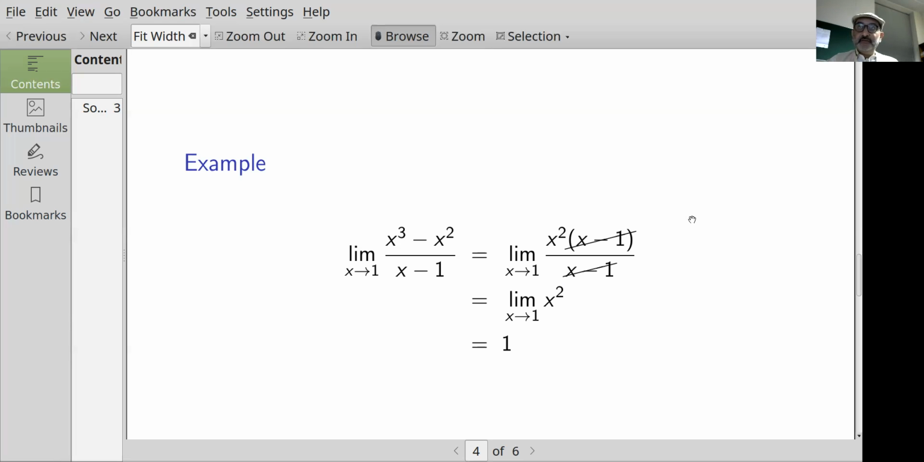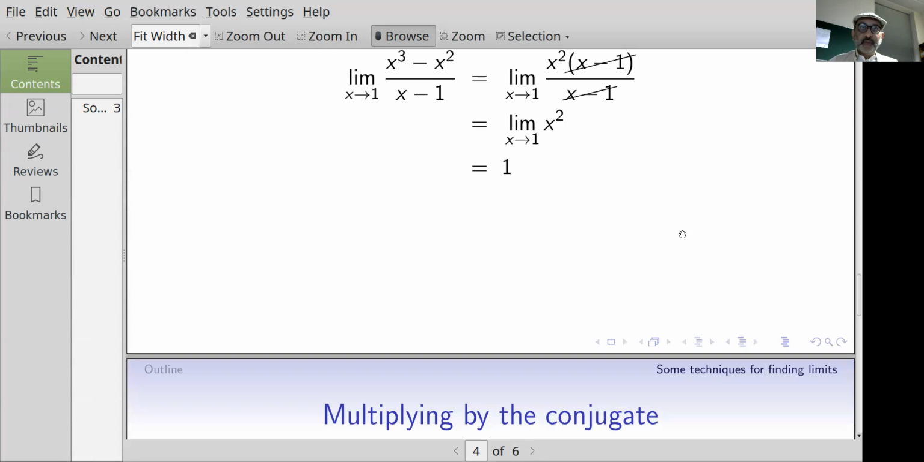And so now I need to evaluate the limit as x goes to 1 of x squared. Well, that will be 1 times 1 from previous results, which will equal 1. So sometimes you can use factorization, and then you can get common factors on the top and the bottom, which can then cancel, leaving you with something that can be evaluated.